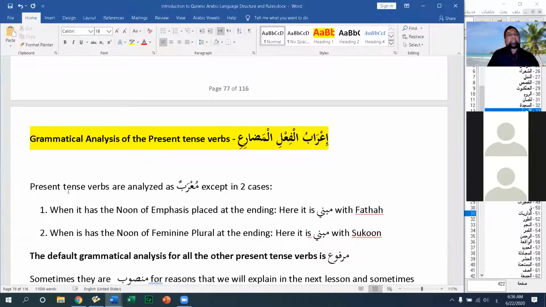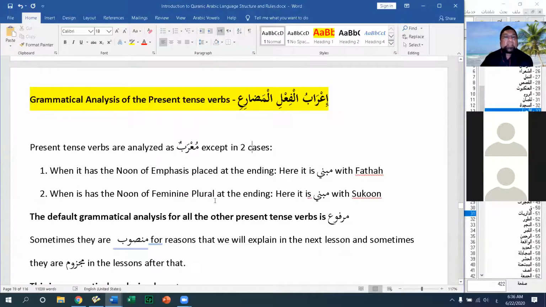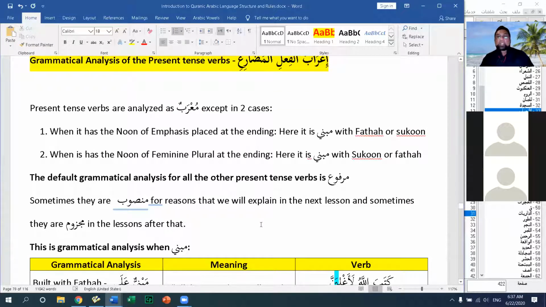Al-Imam Ibn Malik in his Alfiya said, وفعل أمر ومضي بني وأعرب مضارعا إن عري من نون توكيد مباشر ومن نون إناث كيرعن منفت. So let's go over this. Present tense verbs are analyzed, meaning they are mu'rab, except in two cases. When it has the noon of emphasis placed at the ending, here it is mabni with fatha or with sukun. And when it has the noon of feminine plural at the ending, here it's mabni with sukun or fatha. Two opinions. And I'll show you examples of that.